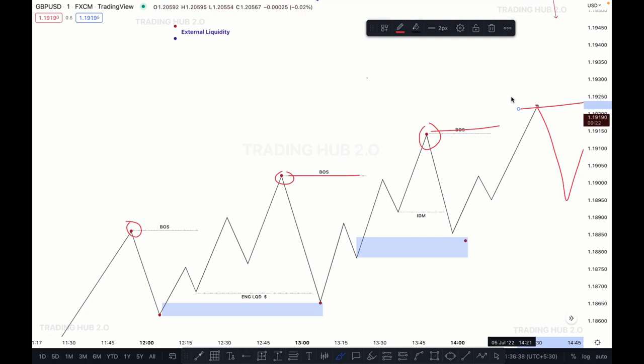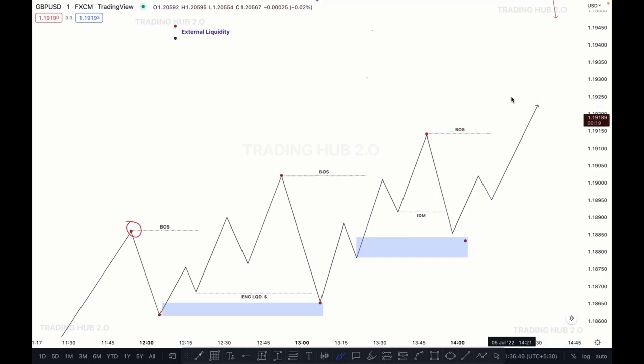I will discuss internal liquidity, how to identify it, and what types of internal liquidity there are. Most of the time internal liquidity is of two types. First is inducement, second is engineering liquidity. Between the major swing high or low, we can see minor structure, minor liquidity, and how we can identify it. This is a very simple and powerful way to use it. Let me show you exactly how it works.